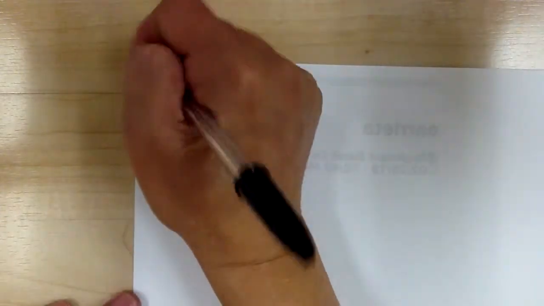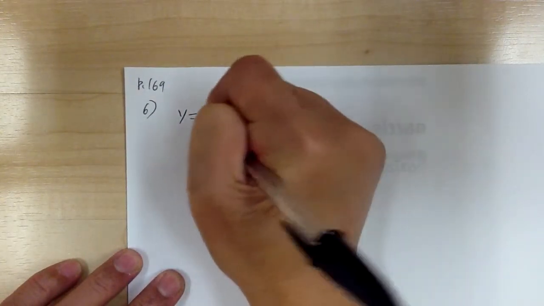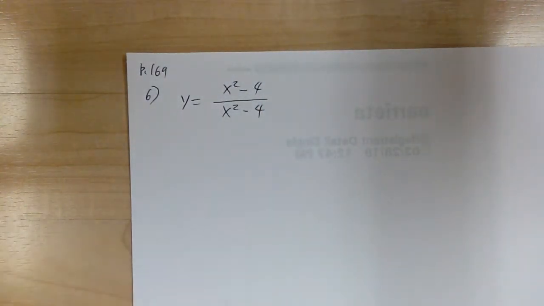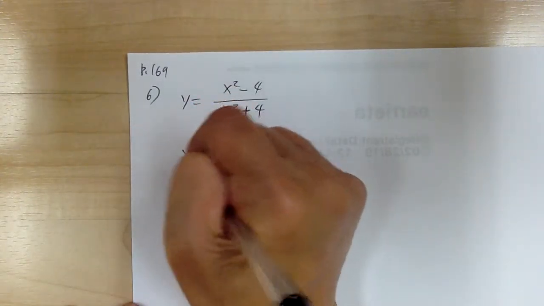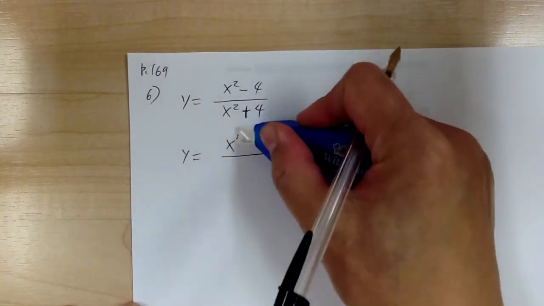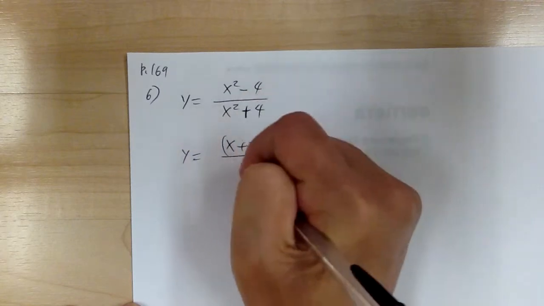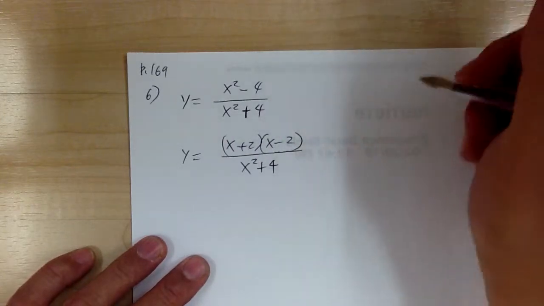Okay, let's go to number 6. You have y equal to x squared minus 4 over x squared plus 4. Oh, wait, double check. Plus 4. Okay. So let's go and do the factoring. On the top, you can factor: you have x plus 2, x minus 2. On the bottom, it's not factorable because it's plus. Okay. So from here, let's go and figure out all the information.